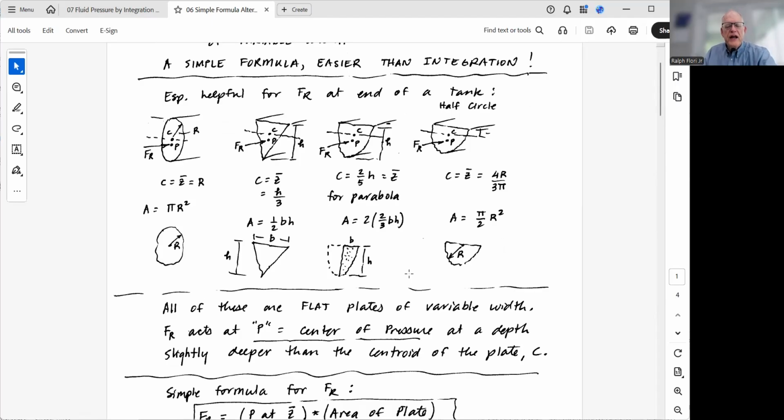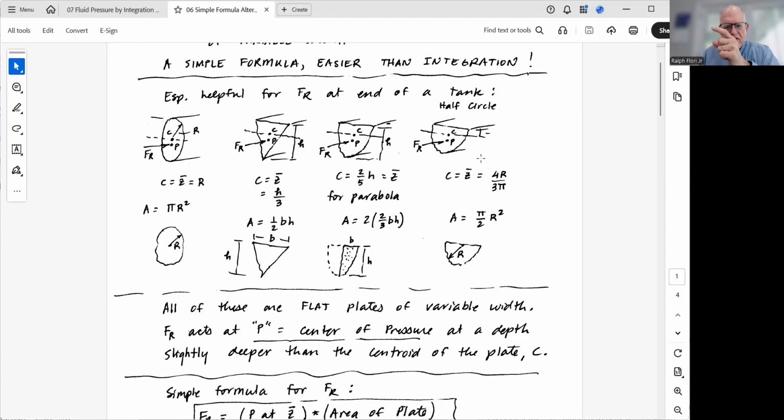Now, this is an important point that I didn't mention the other day. We're calculating FR, the resulting force, and we're using the depth to the centroid of the plate. But FR doesn't act at that centroid. FR acts at the center of pressure, P, which is lower than the centroid of the area. If you notice, for each of these shapes, I drew a C, which is the centroid, and an FR at P, which is the center of pressure. So C and FR lower, C, FR lower, and so on.